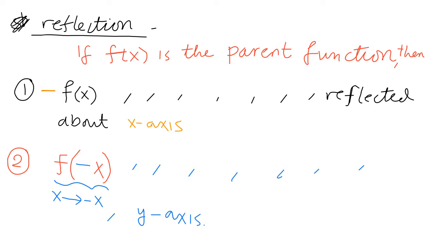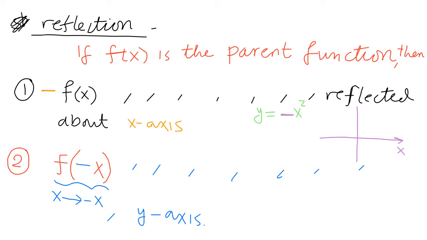Like if you sketch minus x squared, y equals minus x squared. If you sketch y equals minus x squared, this minus is outside the parent function, right? Outside the parent function. Therefore, this is a reflection about x-axis. We have to reflect x squared about what? About x-axis. How to do that?